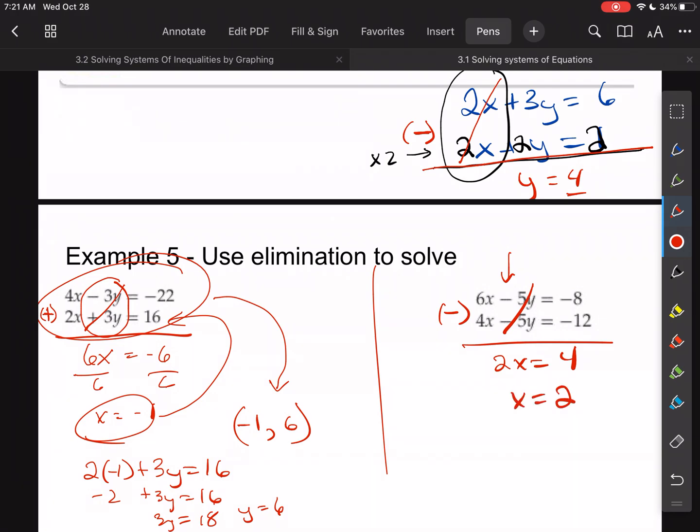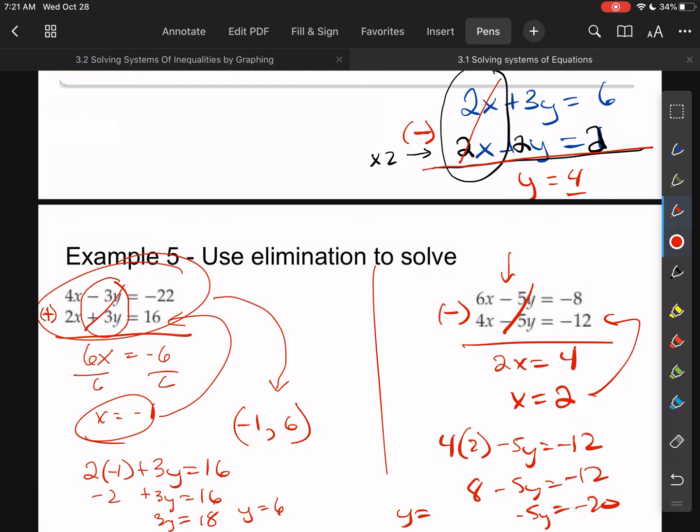Plug that thing back in. I'll plug it back into this one. We get 4 times 2 minus 5y equals negative 12, which is 8 minus 5y equals negative 12. Subtract 8 from both sides, you get negative 5y is equal to negative 20. So y is equal to positive 4.